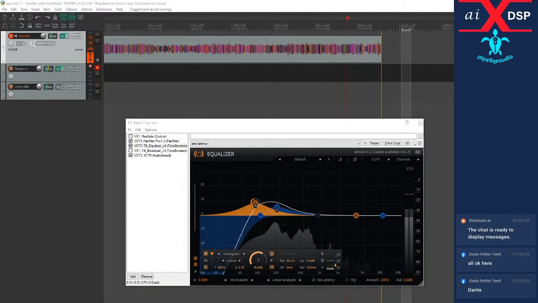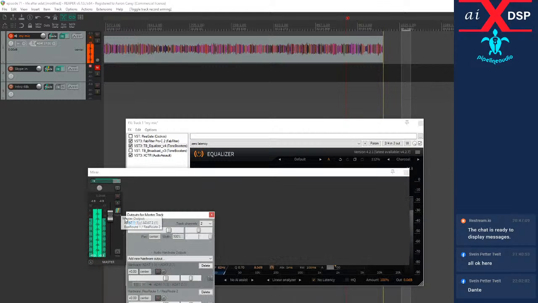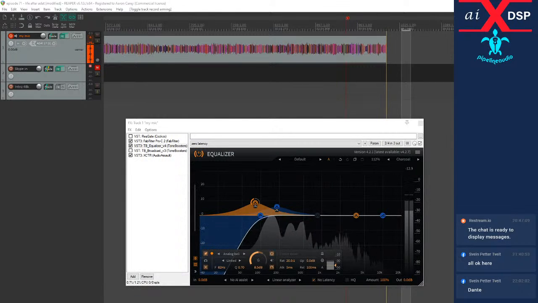Let me pull that up here. Actually, wait, why am I putting on two pairs of glasses? Here's my master output, and I'm going to look at the routing. And there we go. We're sending out to my main outs as normal, and then also to my hardware out as ReaRoute 1, ReaRoute 2. And OBS ASIO is taking in ReaRoute 1 and 2. And if you guys are hearing this, it means it's working.